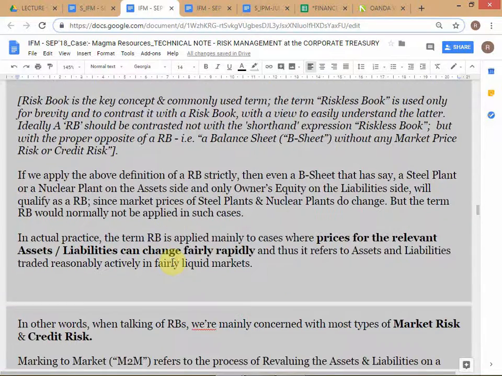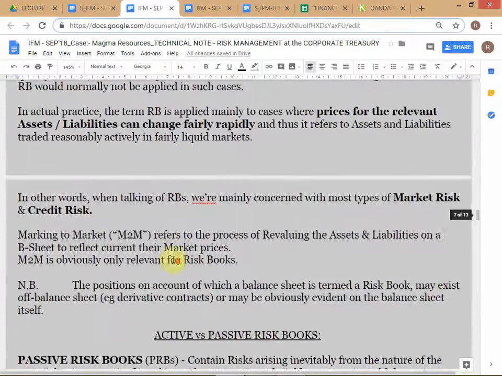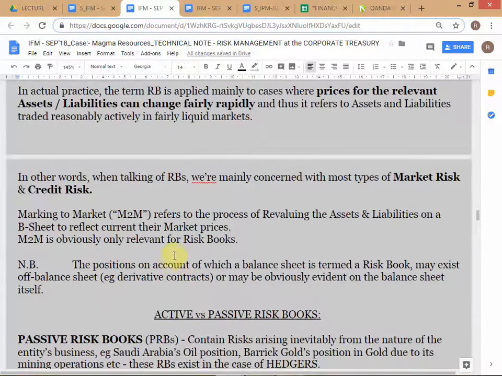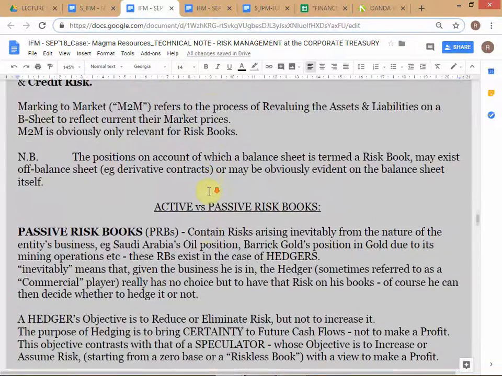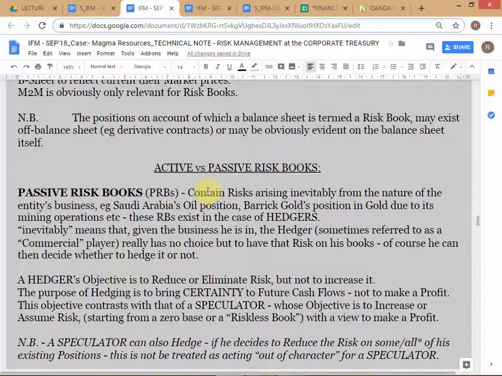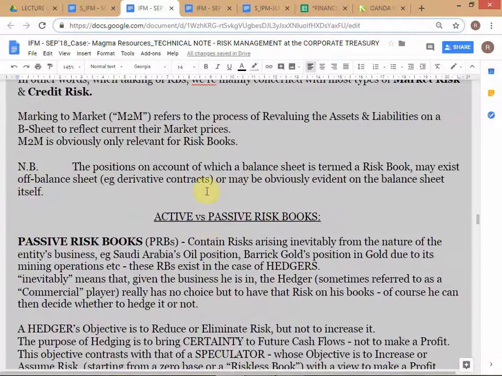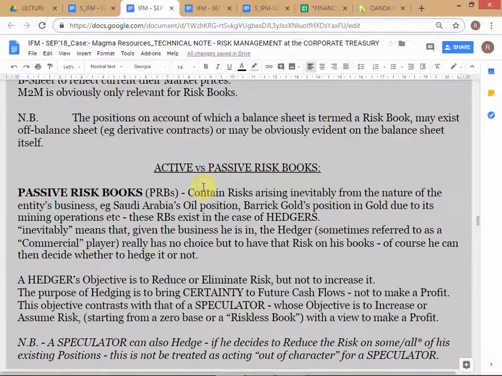Okay. This is what I've said, I've highlighted the key parts. And mainly in risk books, we are concerned with market risk and credit risk. Now I've made another distinction. Another thing to understand is what? Active versus passive risk books.